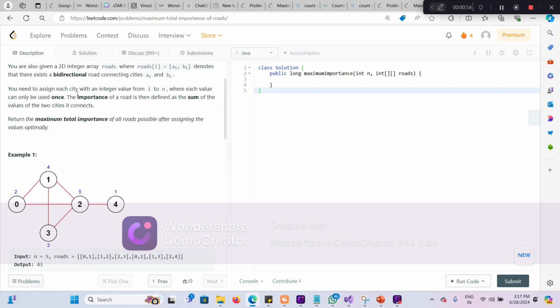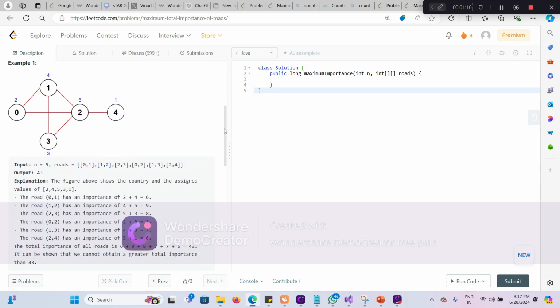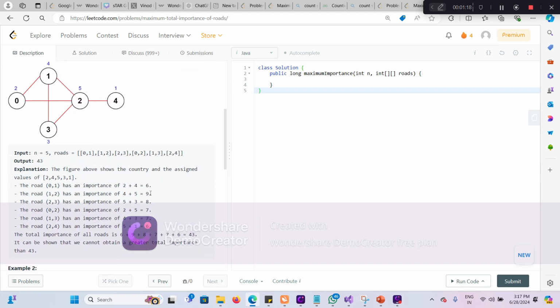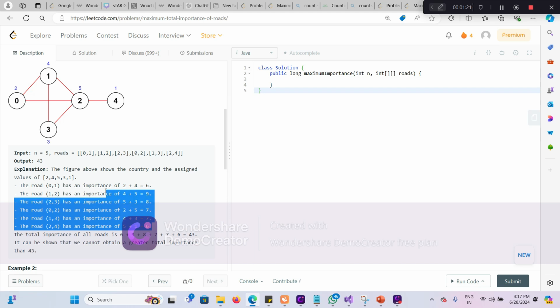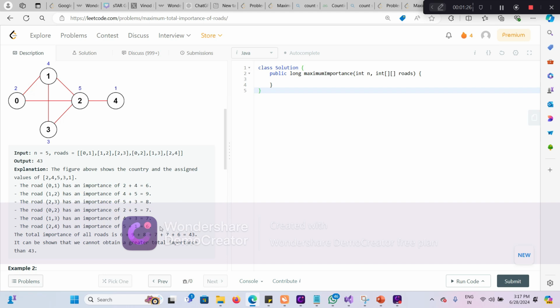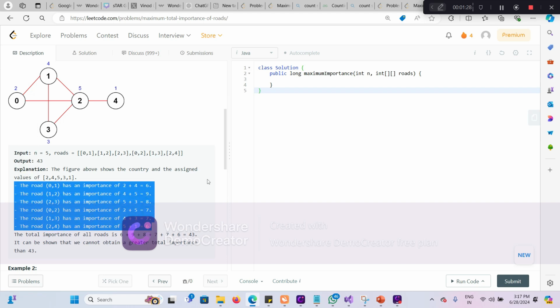Now you need to assign each city an integer value from 1 to n, where each value can only be used once. The importance of a road is then defined as the sum of the values of the two cities it connects. So what does this line mean, the importance of a road? We will understand how we do it and how we will find it. You can see in this diagram, these are calculating these values, 2 plus 4, 4 plus 5. Initially some of you might wonder what is the relevance of counting these values. So let me explain what it actually is.